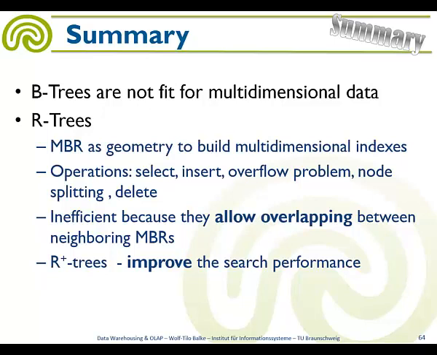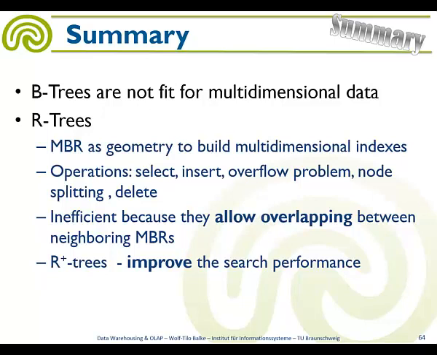Good, so I'm a little bit over my time. Hope I did not bore you. What we did today is we looked at B trees, which are perfect for 1 dimension. However, for multi-dimensional data, they don't really scale. You can do UB trees, Peano trees, space-filling curves. However, what we looked at most deeply is R trees. For R trees, we use the minimum bounding rectangle as the geometrical region.